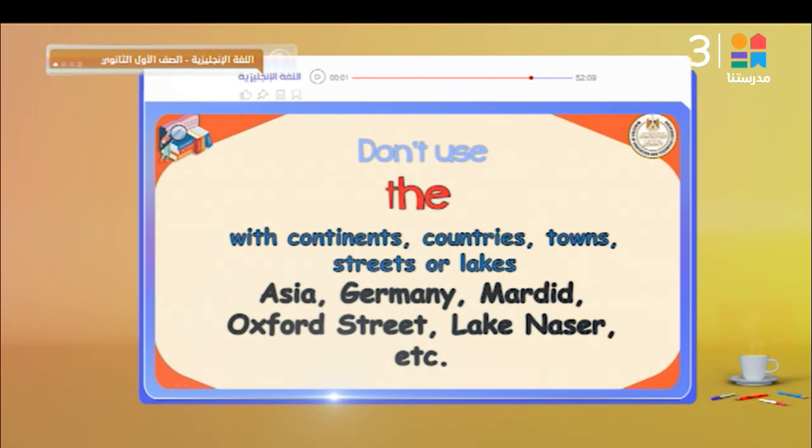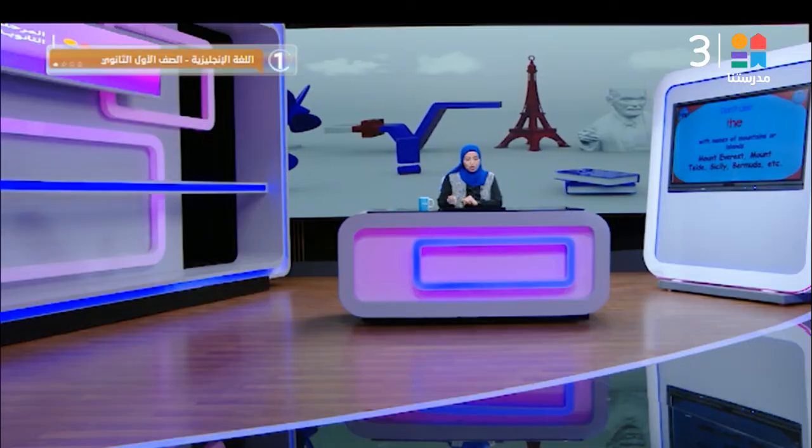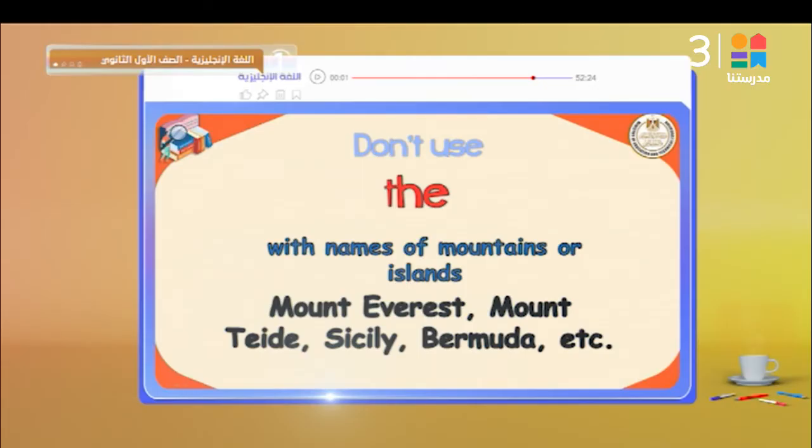Europe, or Oxford. Lake Nasser, remember that the word lake is different from the other water bodies. So we say the Atlantic Ocean, the Red Sea, the Mediterranean Sea, but we say Lake Nasser without "the". We don't use "the" with Mount Everest. We say Mount Everest, but we say the Alps. So if we are talking about a range of mountains, we use "the". When we talk about a singular mountain, we don't use "the". So we say Mount Everest.